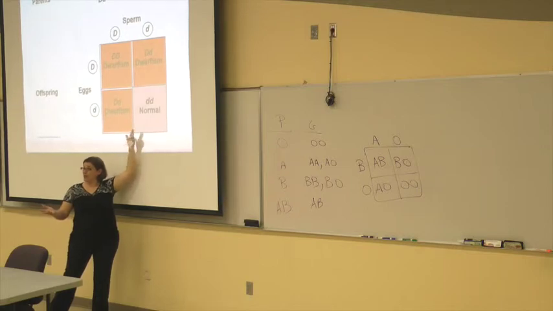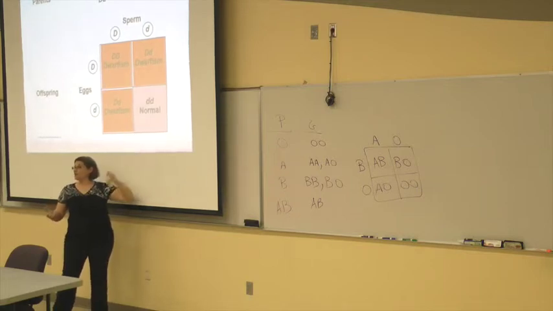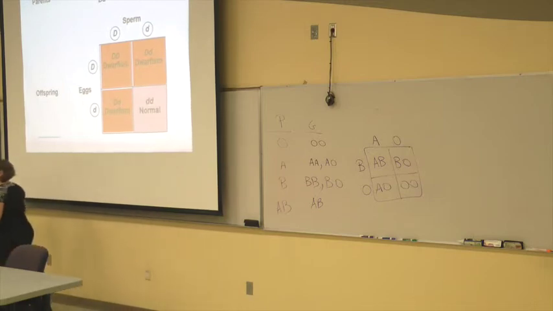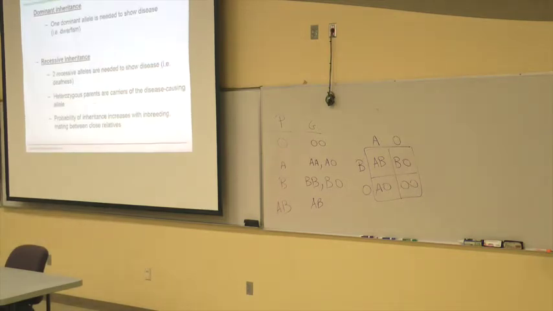But 3/4 of them have the probability of having dwarfism like their parents, because all you need is one big D allele to have it. In the case of recessive inheritance, you need 2 recessive alleles to show the disease, to show the trait. If both parents are heterozygous and they carry the allele, they can pass that trait on to the offspring. Generally, the probability of recessive alleles does increase with inbreeding and mating between close relatives.